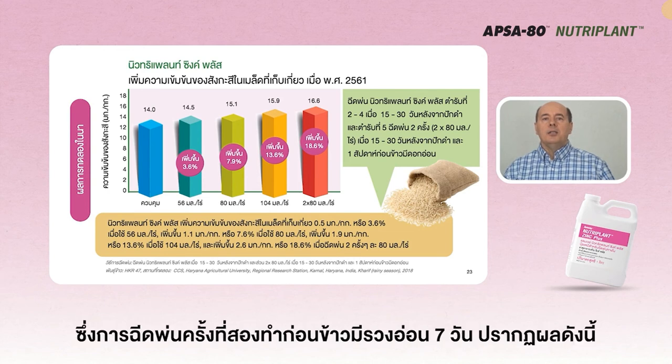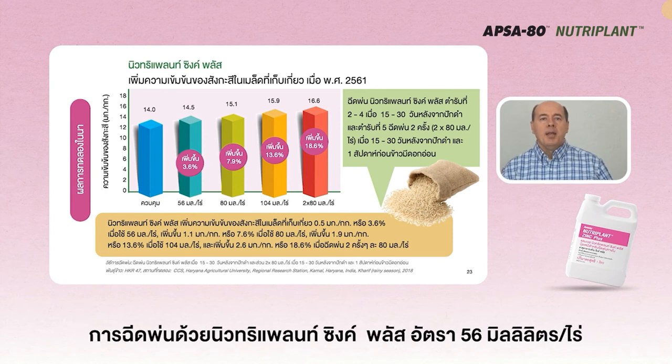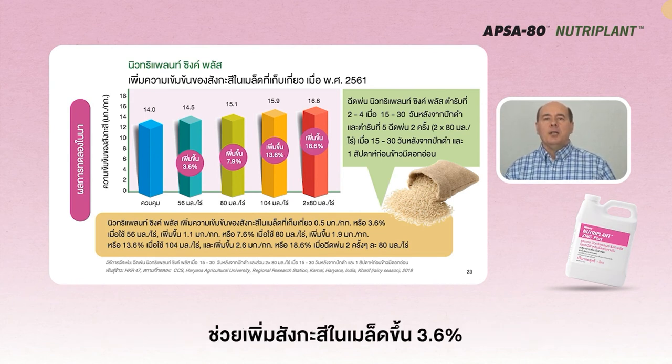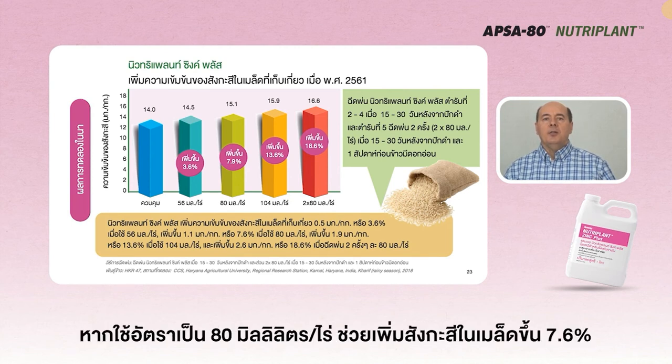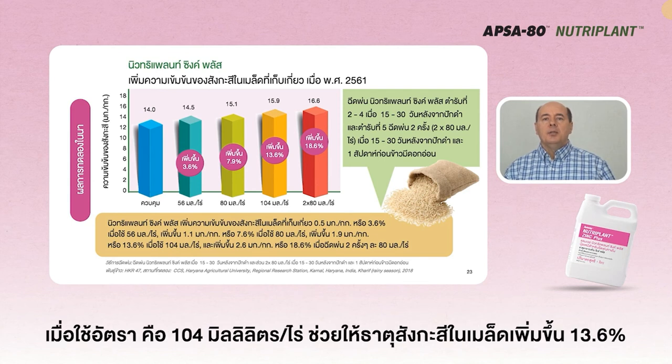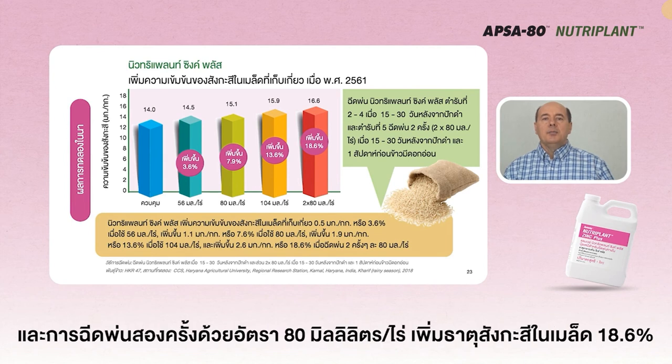For all these applications, the first application was made at 15 to 30 days after transplanting, and the second application, the last treatment, was done 1 week before panicle initiation. The application of NutriPlant Zinc Plus increased the zinc concentration by 3.6% at 350 ml per hectare, by 7.6% at 500 ml per hectare, by 13.6% at 650 ml per hectare, and by 18.6% with 2 applications of NutriPlant Zinc Plus at 500 ml per hectare.